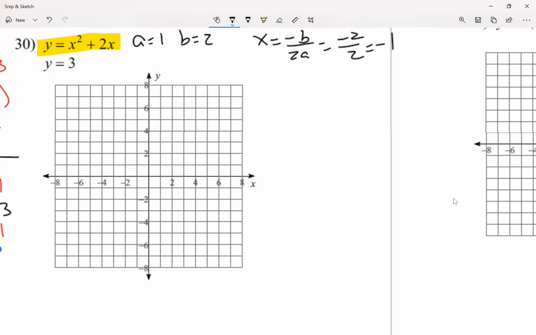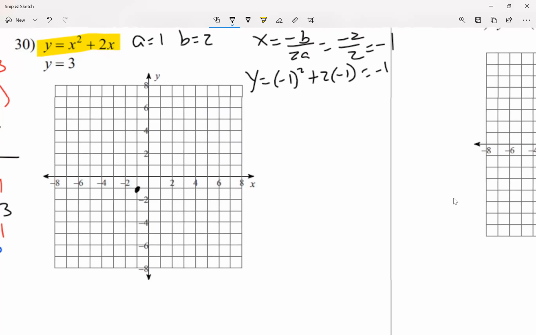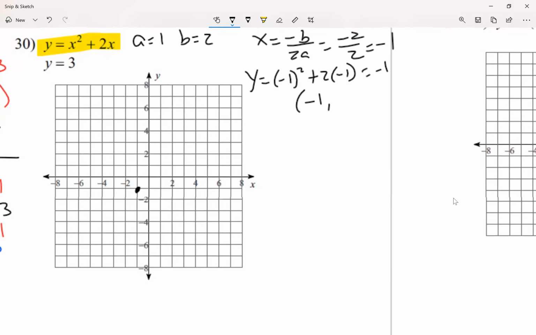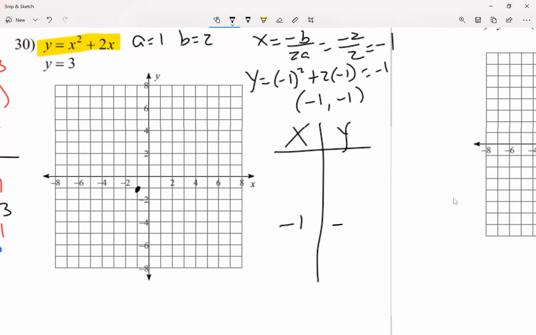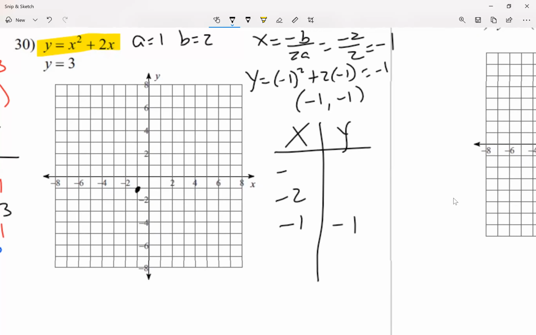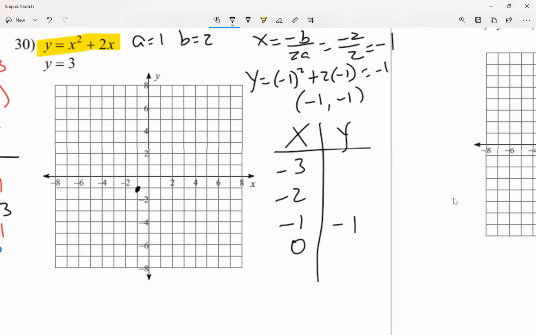My y value is going to be -1 squared plus 2 times -1. So 1 minus 2 is equal to -1. So -1, -1 is my vertex. I'm going to create a chart of x and y values, and I'm going to put my vertex right here in the center. I'm going to choose two smaller values of x, so -2 and -3, and two bigger values of x, so 0 and 1. I'm going to use that equation.